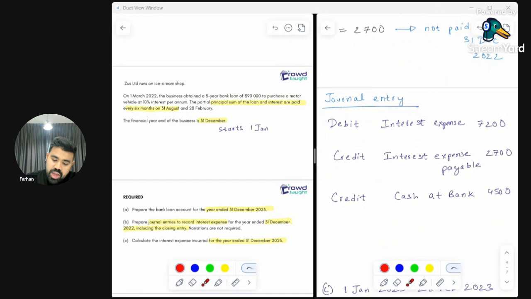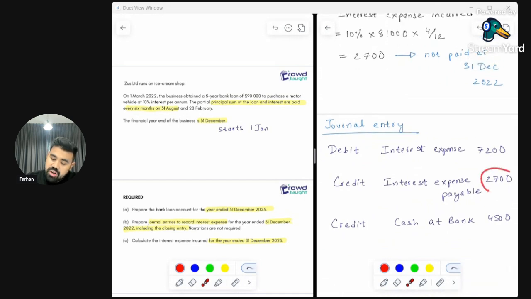All right, so we understand that there will be $2,700 in accrued interest expense or interest expense payable. Because we haven't paid this interest expense, it falls within the definition or category of liability. All liabilities when they increase are credit. So that's why we are crediting interest expense payable by $2,700, okay?